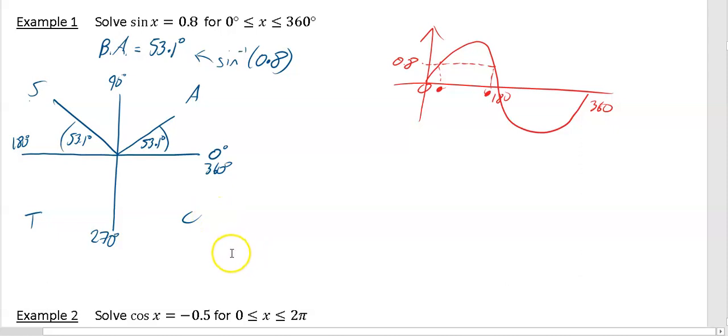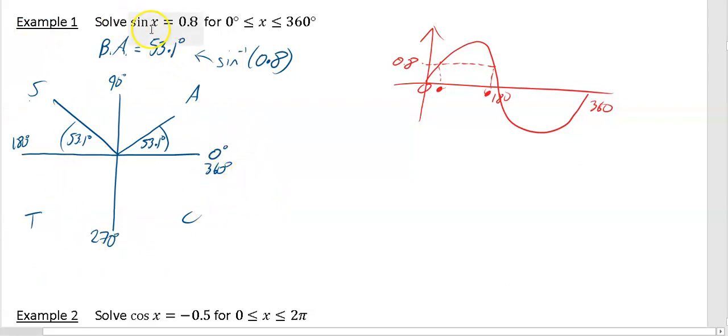Why it's called a CAST diagram: starting in the bottom right, you have C, then A, then S, and then T. So it spells out the word CAST. Also look at how the degrees go. They go from 0 to 90 to 180 to 270 to 360. So for the positive angles, it goes anti-clockwise.